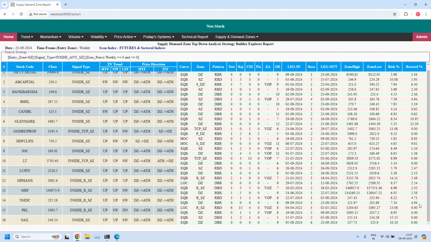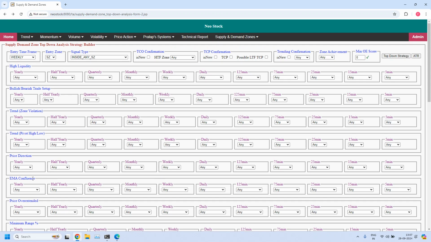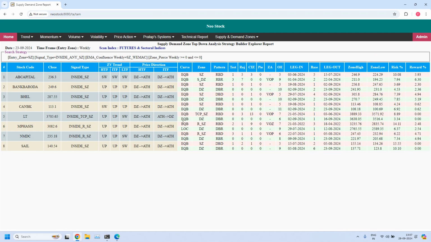So this is the way. Further, if you want to filter, what you can do? EMA confluence. How many of these zones are having EMA confluence? So in the EMA confluence at weekly time frame, we are looking for a weekly supply zone with weekly EMA confluence. How many such kind of zones are there? It identified.